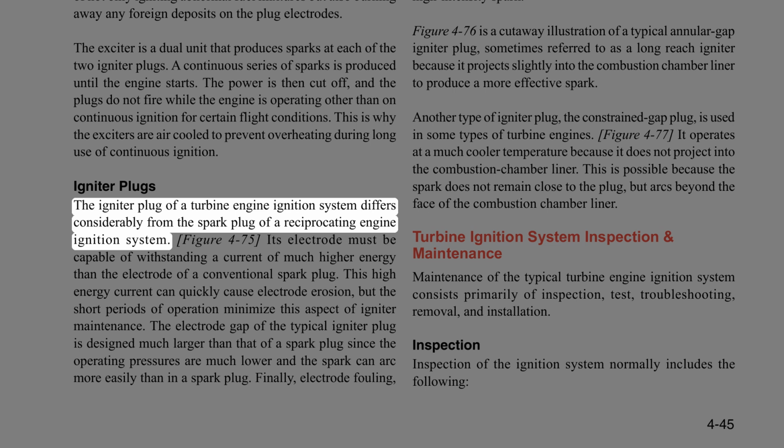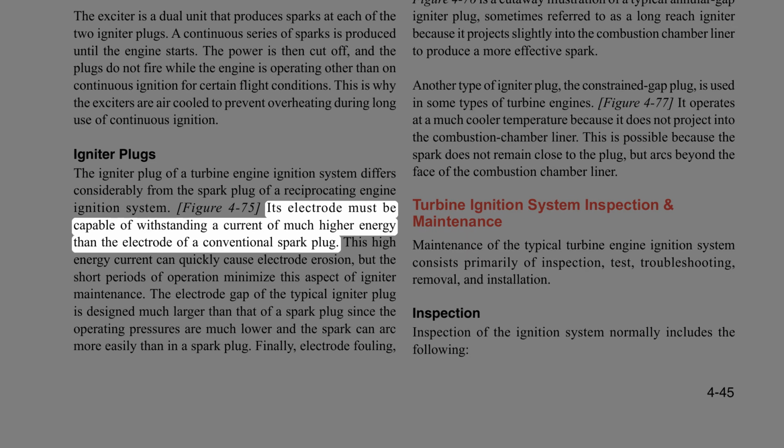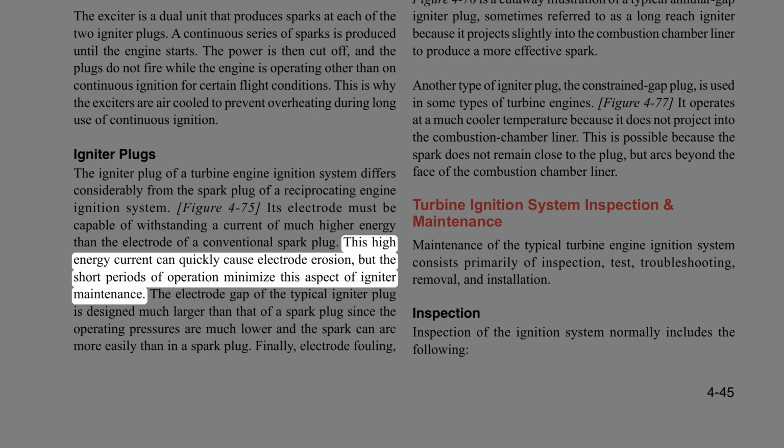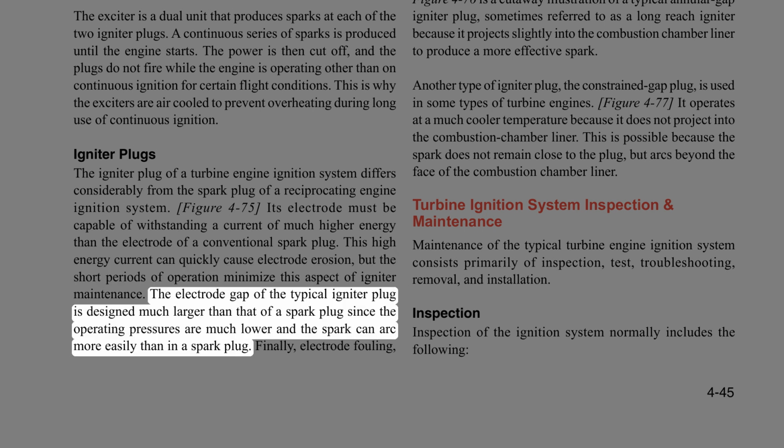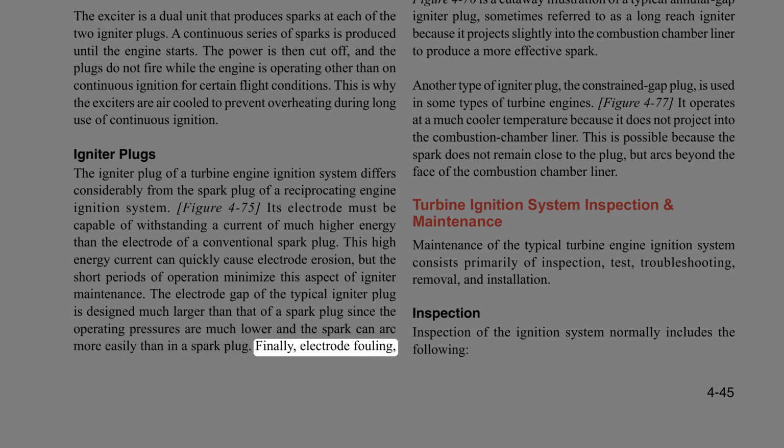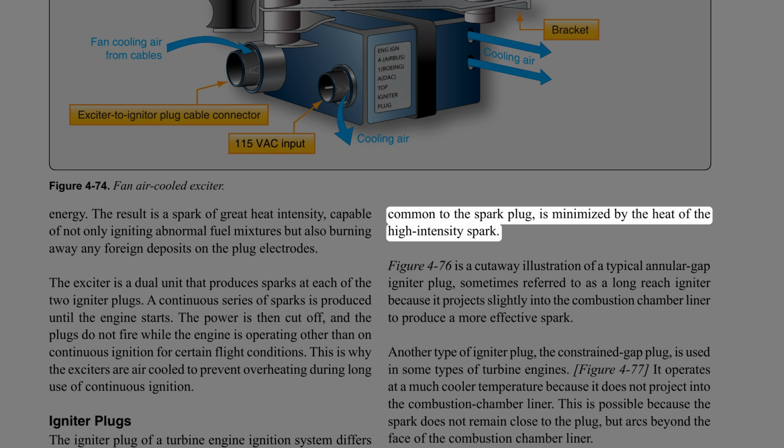Igniter plugs. The igniter plug of a turbine engine ignition system differs considerably from the spark plug of a reciprocating engine ignition system. Its electrode must be capable of withstanding a current of much higher energy than the electrode of a conventional spark plug. This high-energy current can quickly cause electrode erosion, but the short periods of operation minimize this aspect of igniter maintenance. The electrode gap of the typical igniter plug is designed much larger than that of a spark plug since the operating pressures are much lower and the spark can arc more easily than in a spark plug. Finally, electrode fouling, common to the spark plug, is minimized by the heat of the high-intensity spark.